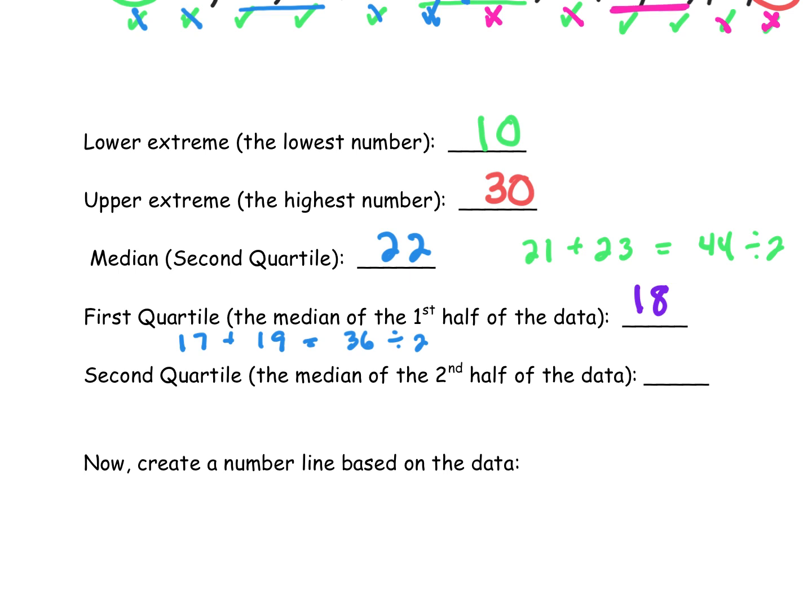Again, there are 2 numbers in the middle of the second half of the data. So we're trying to find the middle between 25 and 27. If we add those numbers, we get 52, and we're going to divide that by 2, and we're going to get 26. And again, that makes sense because 26 should be the middle number between 25 and 27. So now we have all of the points we need to create our graph.